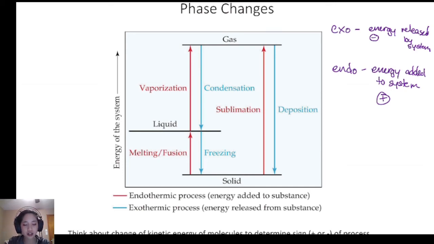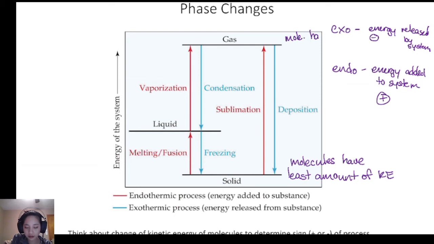So think about the different kinetic energies of these systems, and you can see energy of the system, right? Solids have the least amount of kinetic energy. They're moving. So molecules have the least amount of kinetic energy, all right? Molecules have the most amount of kinetic energy for a gas. So essentially, that gas is going to lose all of its kinetic energy through the process of condensation to become a liquid. Same thing with going between a liquid and a solid.